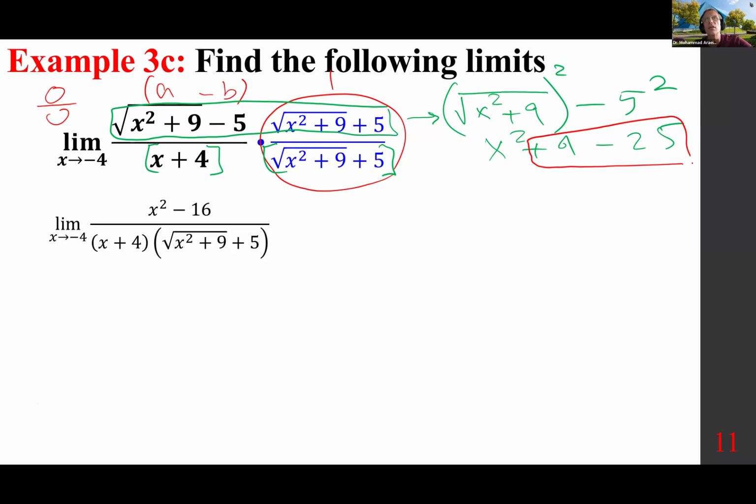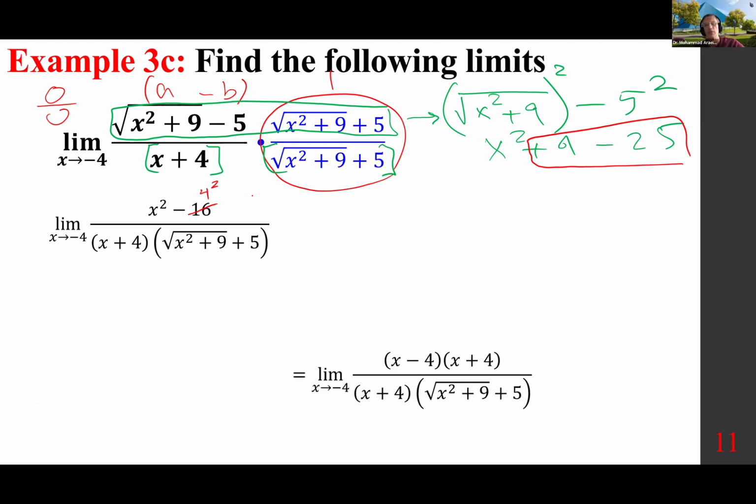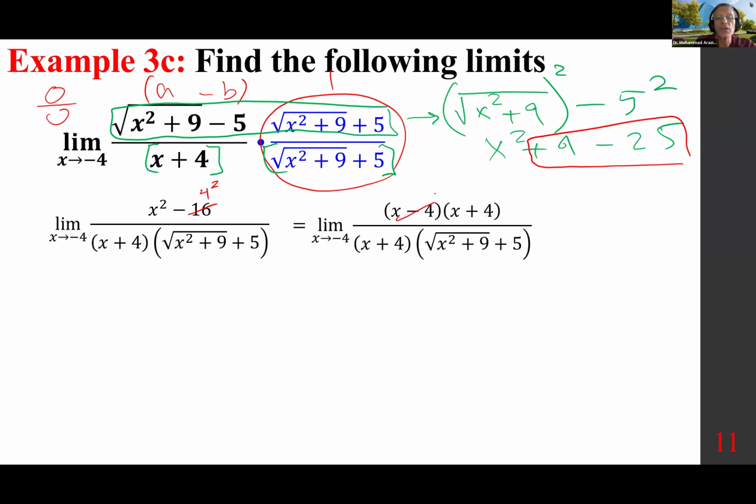And we can factor the numerator into x minus 4 times x plus 4, because you can rewrite this as x squared minus 4 squared, which is a squared minus b squared. So the common factor of x plus 4 from the top and the bottom is dropped. We get the limit of x minus 4 over square root of x squared plus 9 plus 5 as x approaches negative 4.